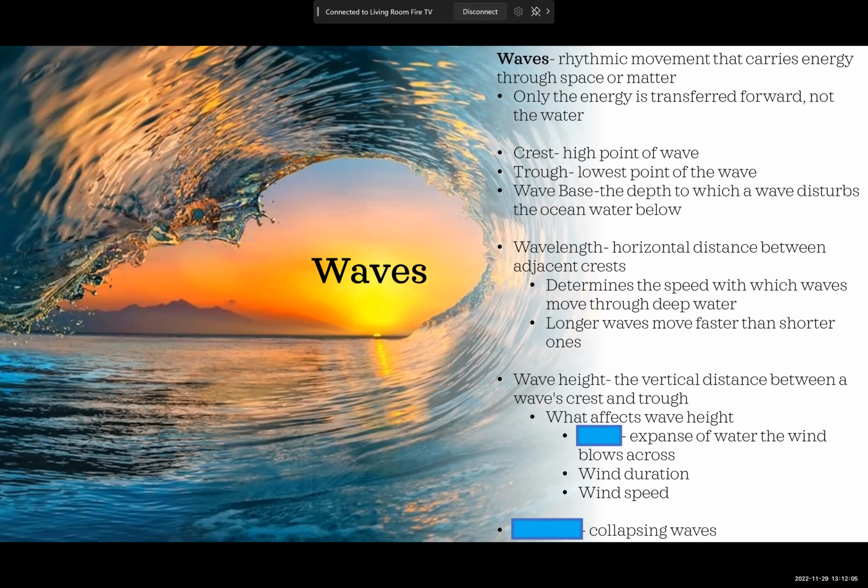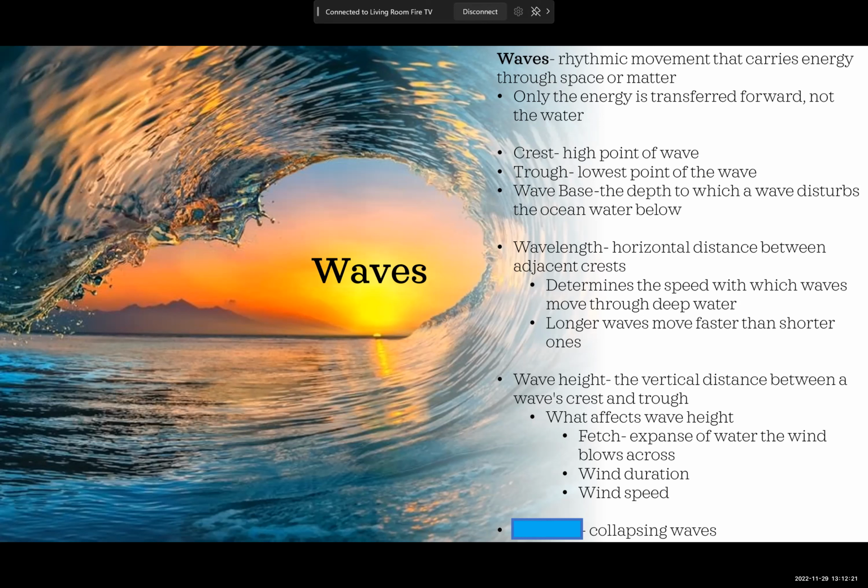The expanse of water that wind blows across. Does anybody know what it's called? An ocean? Yeah, kind of. It's called a fetch, actually. The fetch is the expanse of water that your wind is blowing across during wave action. And then things like wind duration and speed.